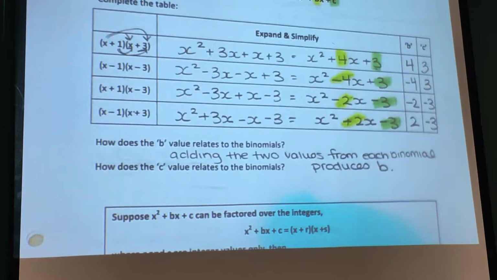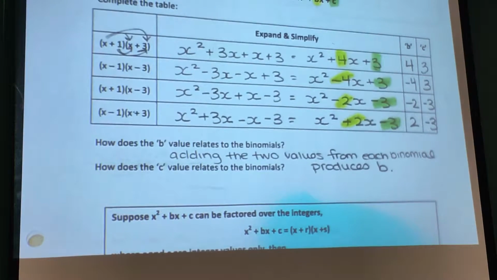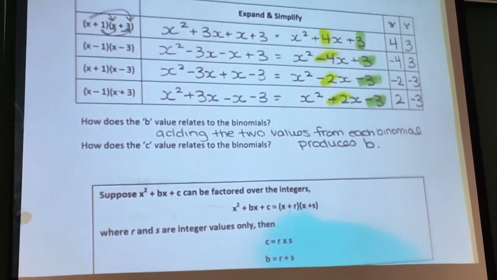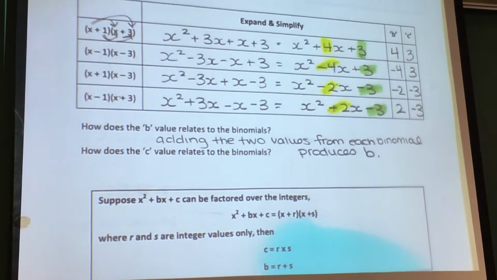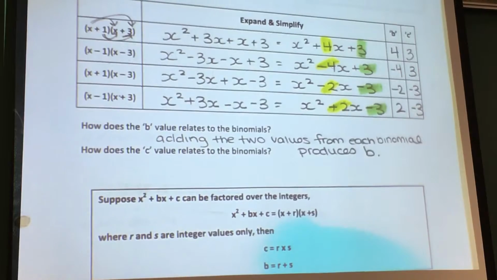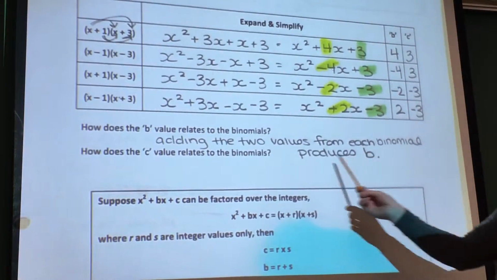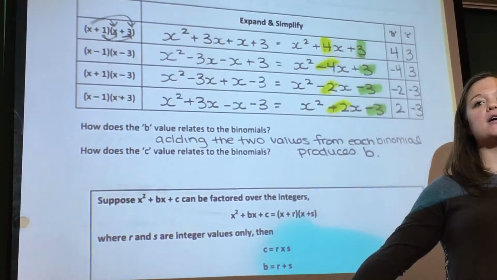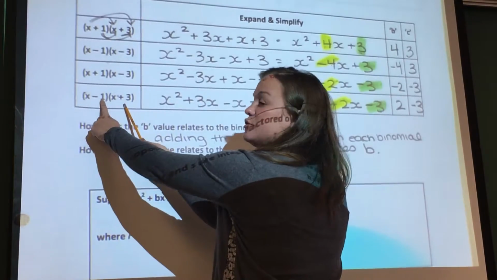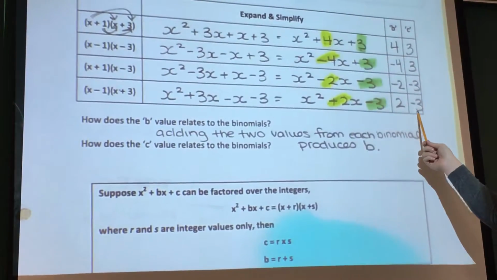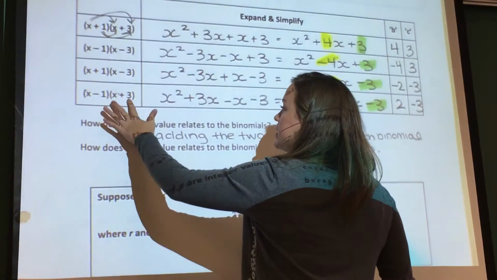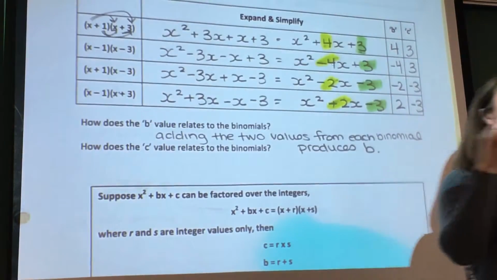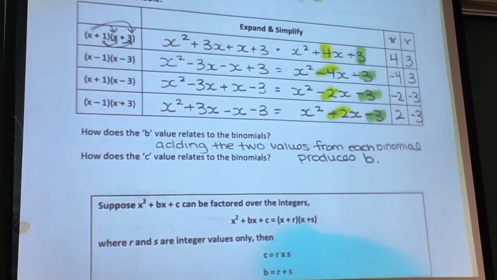Now what about c? How do we get the c value? Once again, looking at the binomials, what do you think? Same thing as how we added the two values, correct? Multiplying. Now we're going to multiply. Multiplying these two values gives us the c value. Look here, -1 and +3 gives us -3. Okay, so now instead of adding, we multiply, and that's going to give us our c value.